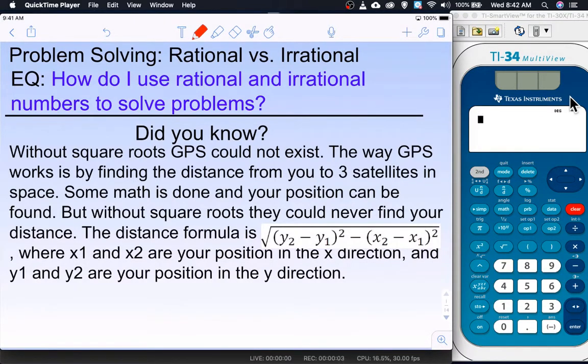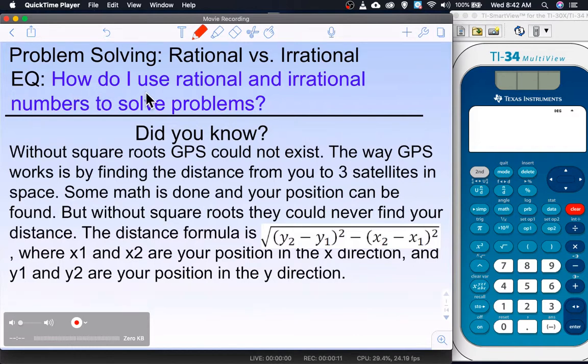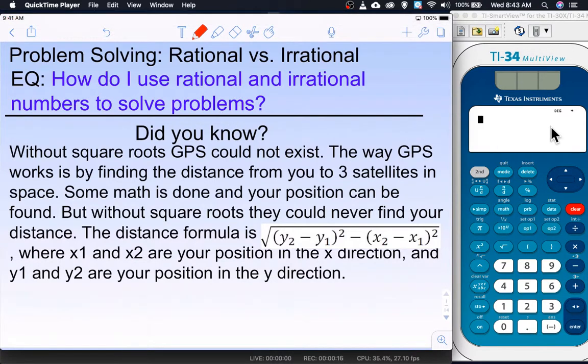Hello, and welcome to this lesson on problem solving using rational and irrational numbers. The central question says, how do I use rational and irrational numbers to solve problems? So fairly straightforward. It can be a lot of word problems, problem solving, using these rational and irrational numbers.